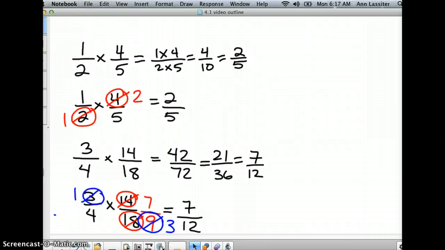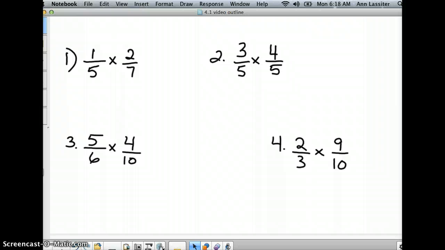So what I would like you to do now is try these 4 problems. Just do them on a scratch piece of paper and bring them with you to class tomorrow, and we will discuss how you're doing with it.